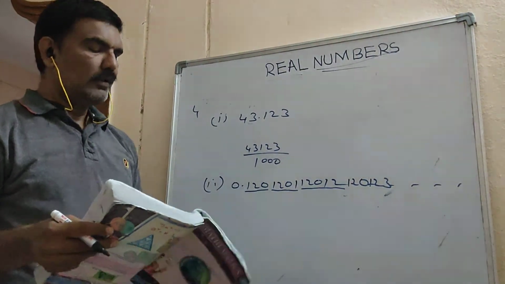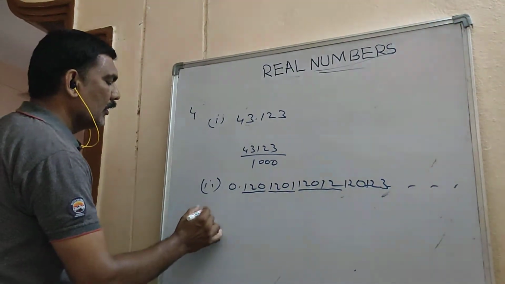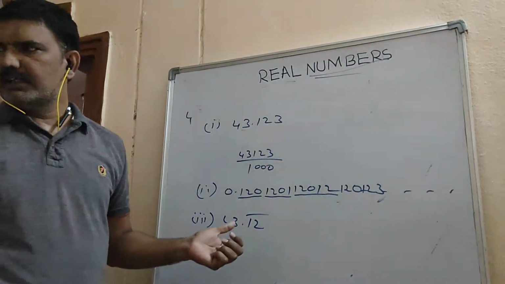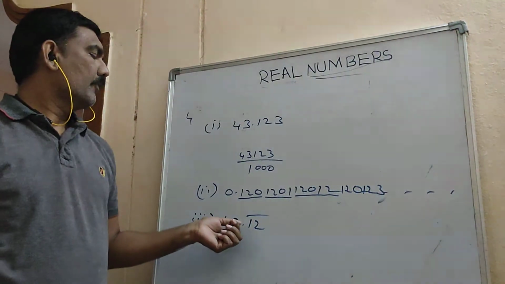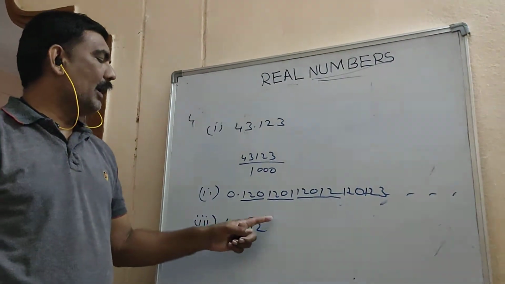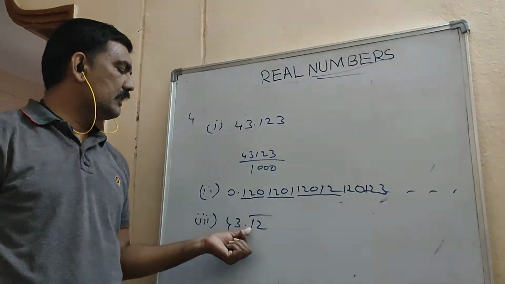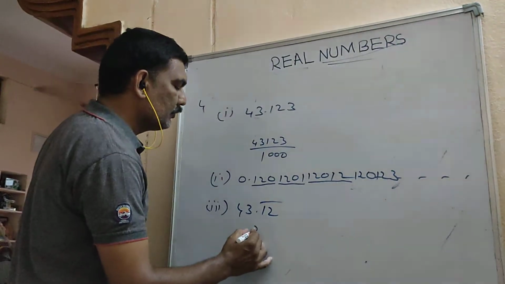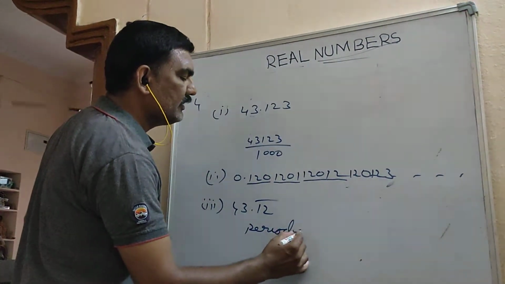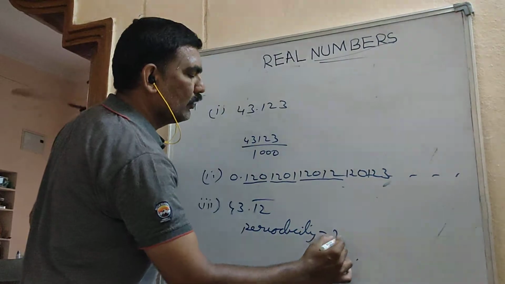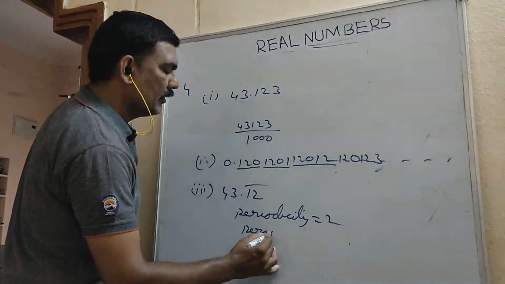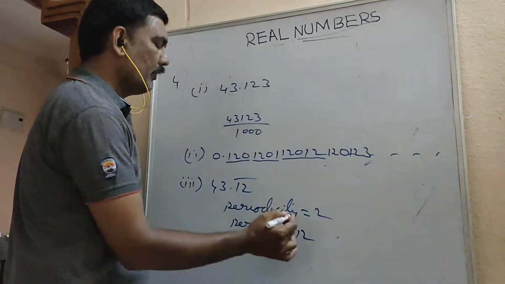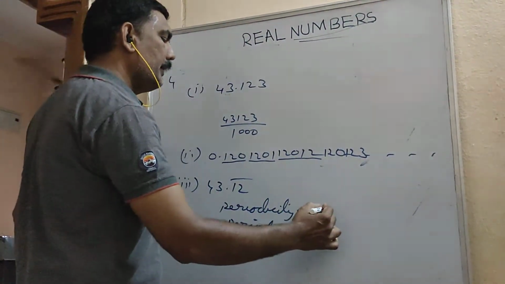Next question is 43.12 bar. So it is a 6th class problem. Below the bar, how many digits are there? Count it. 1 digit, 2 digits. A 2-digit number is there. So periodicity is 2. Period means below the bar, what number is there? 12. This 12 is called the period, and 2 is called the periodicity.